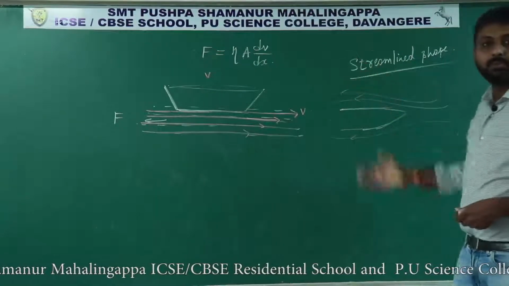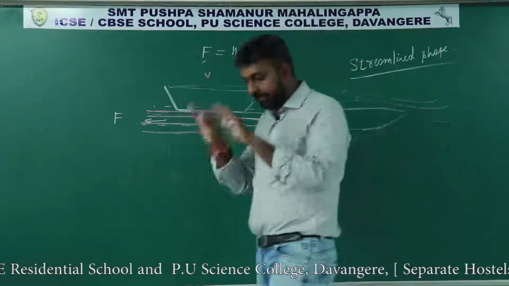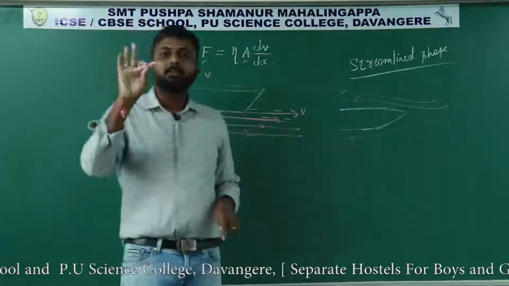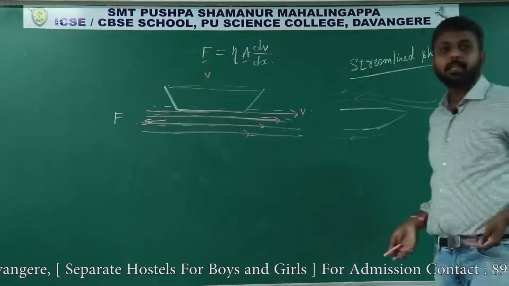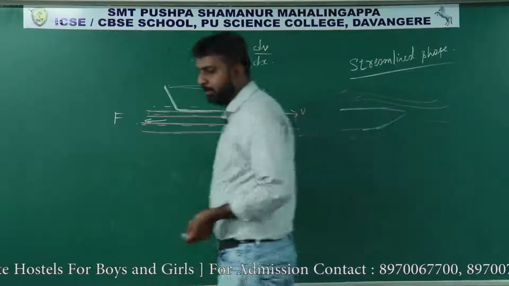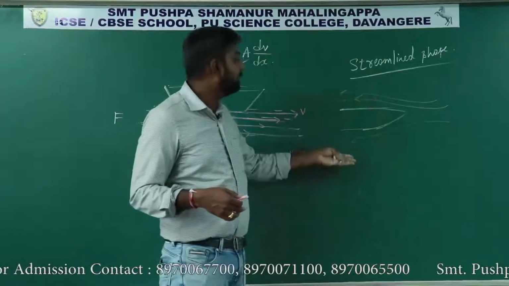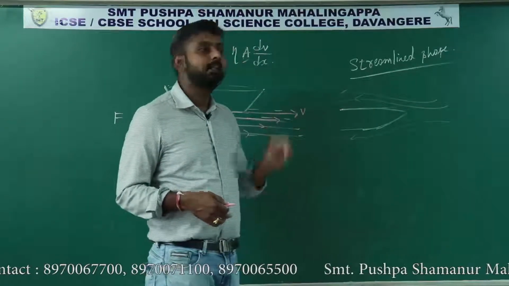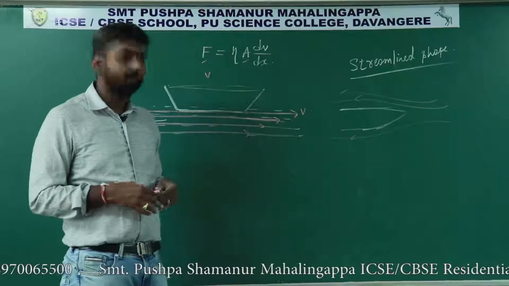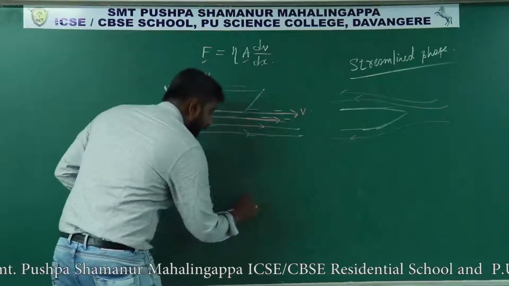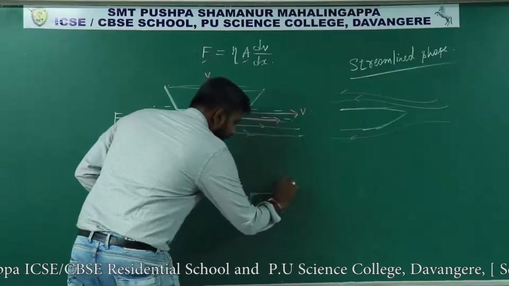Basically the viscous force depends upon the area and velocity gradient. If we decrease the area, the viscous force also decreases. Because of that we prefer to design objects in a streamlined shape. And you may observe this in bike racing. Let me draw a bike. Consider this is a bike.